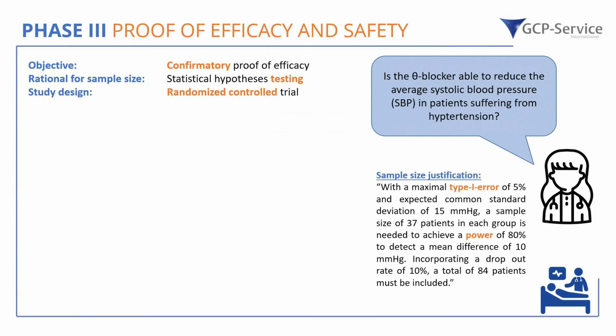Sample size justification here, as we are in a confirmatory setting, is of course focused on the type 1 error, that the type 1 error is controlled, and also on the power. It's very important that there is no doubt that the type 1 error is controlled. This is very important in a phase 3 study.